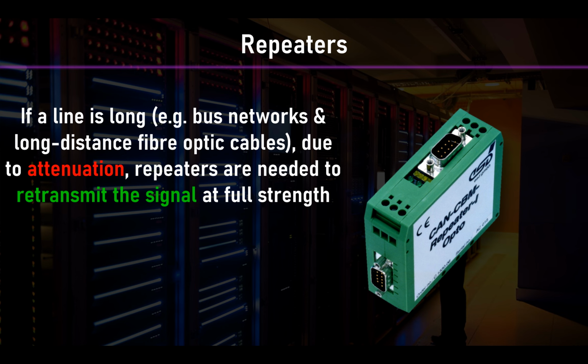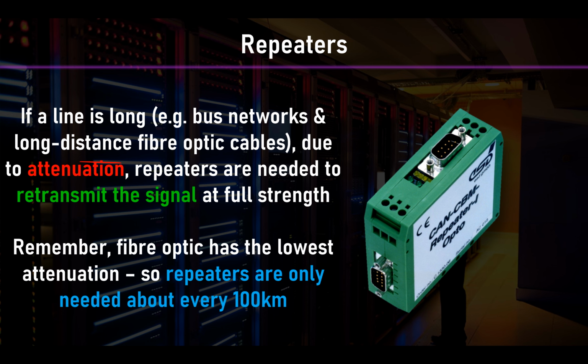Right, then if we look at repeater, so if a line is long, e.g. bus networks and long distance fiber optic cables, and I think this second one especially, then due to attenuation, repeaters are needed to retransmit the signal at full strength. Right, so remember that fiber optic has the lowest attenuation. However, since fiber optic is usually used for long distance, between countries, between continents.